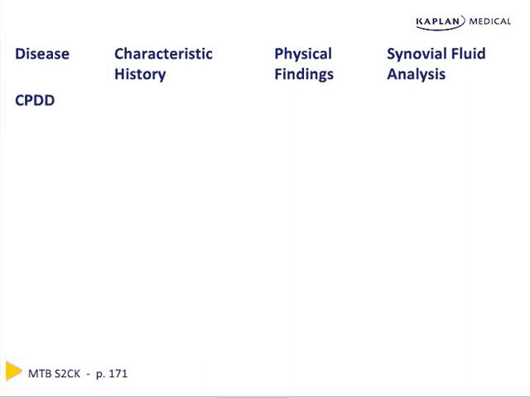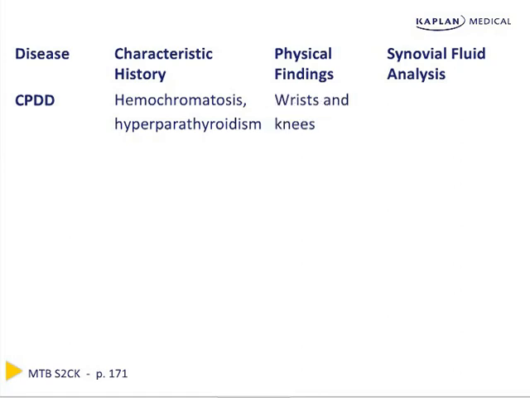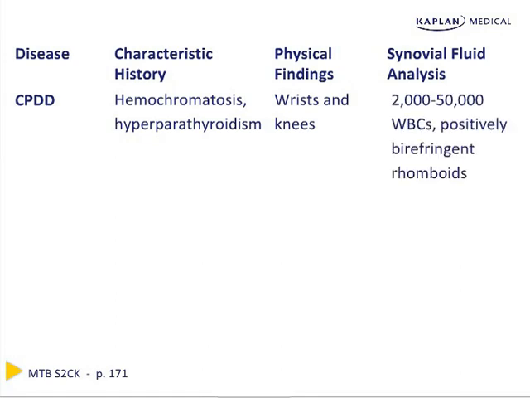When it comes to calcium pyrophosphate disease, you want to look for hemochromatosis or hyperparathyroidism in the history. The wrists and knees are most commonly affected, and again, you're going to see between 2 and 50,000 white cells, but you're going to find positively birefringent rhomboid crystals. That's going to distinguish it.